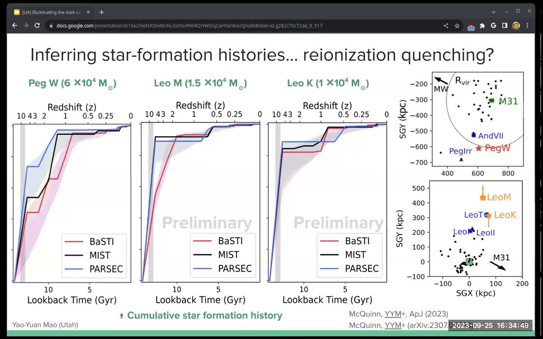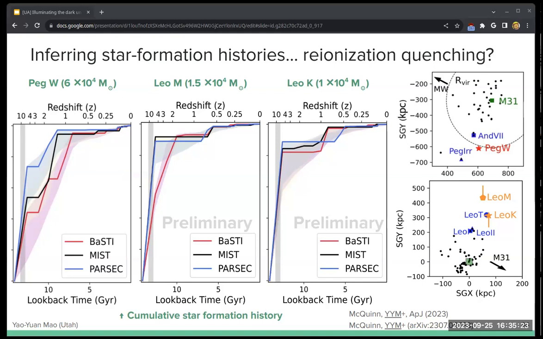The host galaxies are Milky Way and M31 in these cases, right? So Pegasus W is supposedly falling into M31. Leo and Leo K are supposedly either flyby or falling into the Milky Way. What was your question? Sorry, I was talking about the host halos for these low mass galaxies, like the satellite halos. Right, you mean whether their host halos had formed by reionization? Yeah, right. Yeah, we don't know.